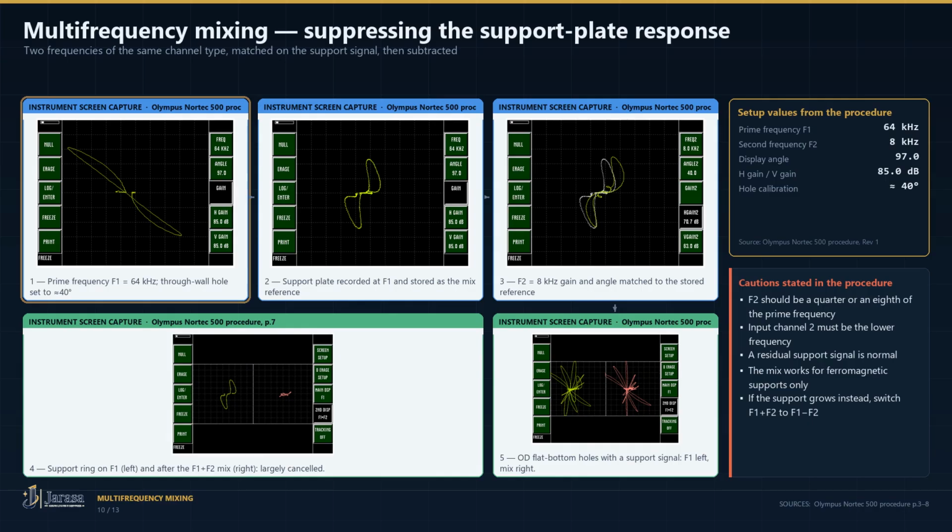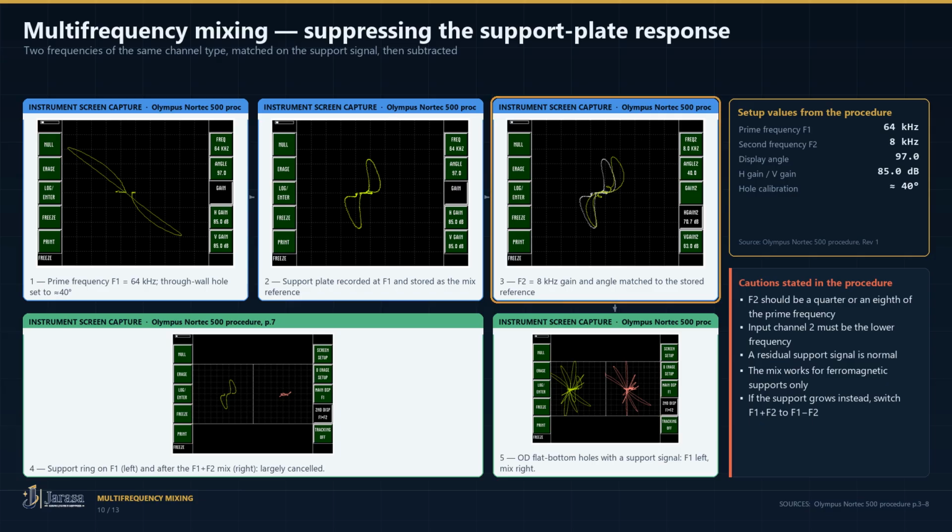Support plates are the classic problem. A ferromagnetic support ring can bury an outside diameter flaw. Multi-frequency mixing is the answer, shown here end-to-end on a Nortec 500D. Set the prime frequency, 64 kHz, and calibrate the through-wall hole to about 40 degrees. Scan the support and store it as the reference.